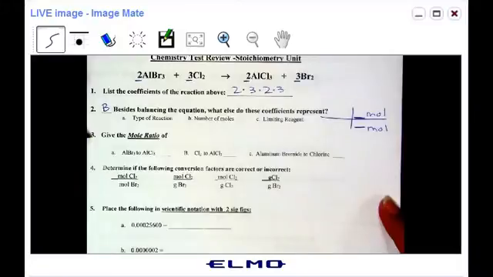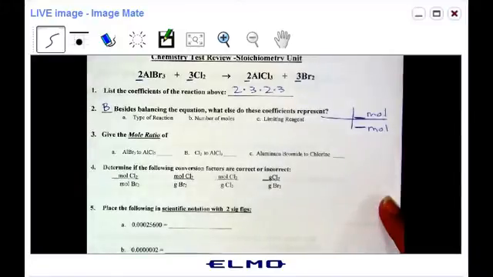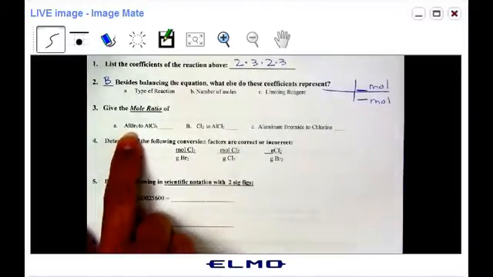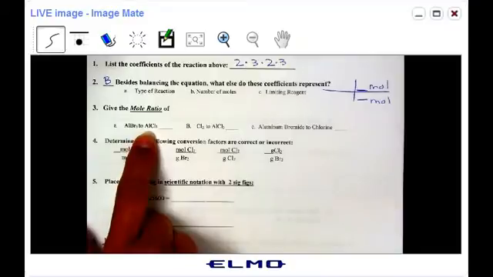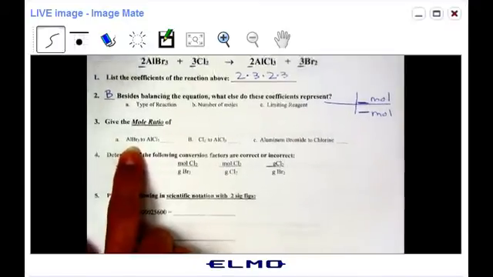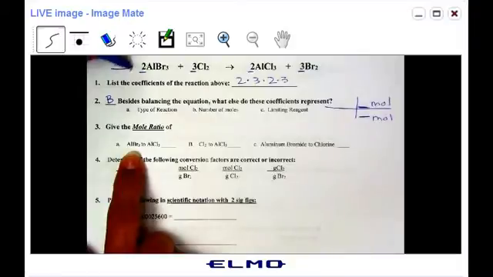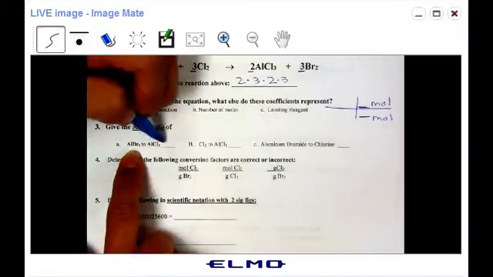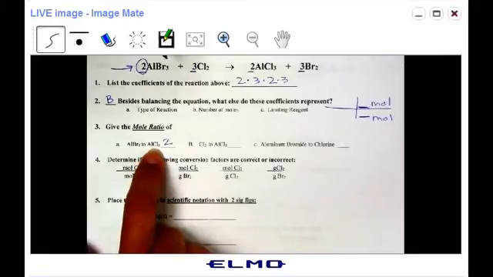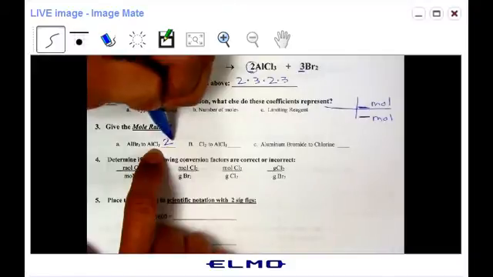Number 3, give the mole ratio of AlBr3 to AlCl3. Okay, so we look at the coefficient for AlBr3. You need to refer back to the equation up top. The coefficient for AlBr3 is 2, to AlCl3, which is over here, and that's 2. So it is a 2 to 2 ratio.